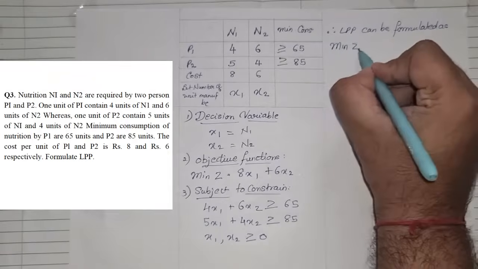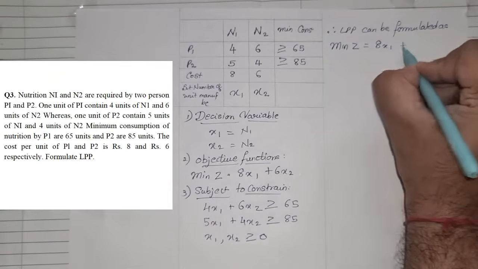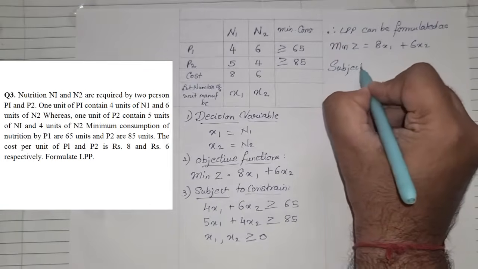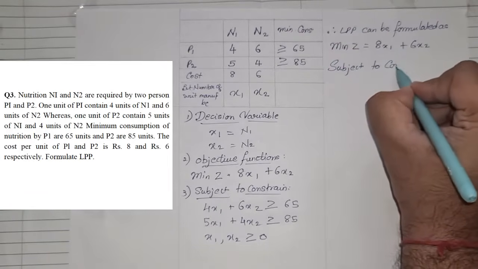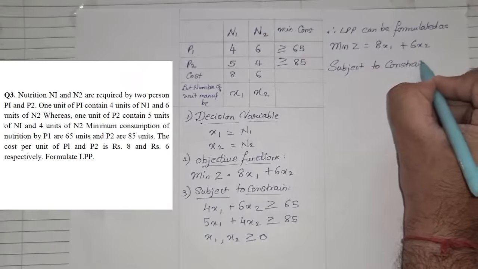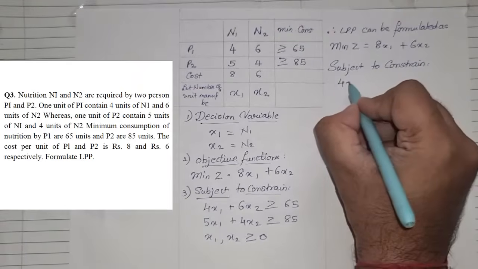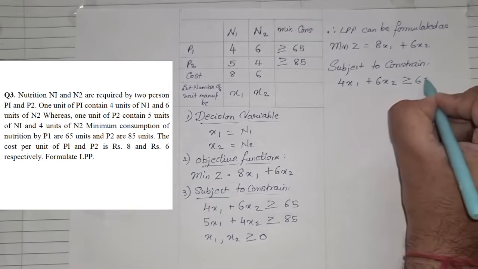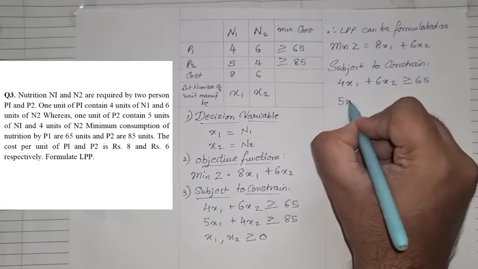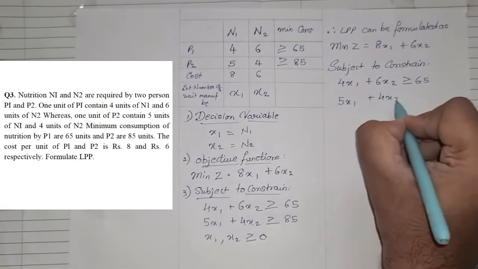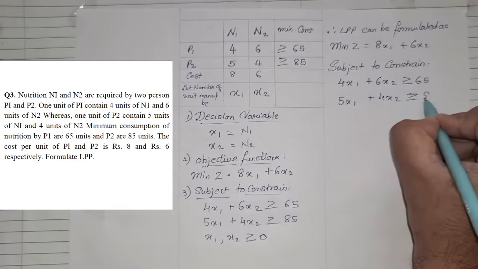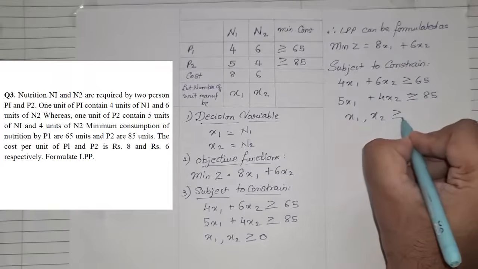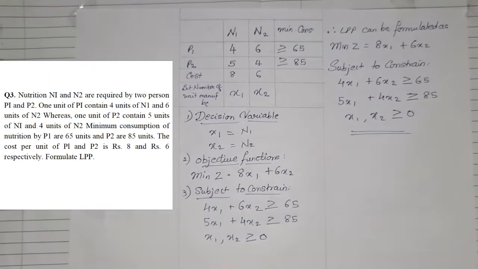minimum z is 8x1 plus 6x2, subject to constraint 4x1 plus 6x2 greater than equal to 65, 5x1 plus 4x2 greater than equals to 85, x1 comma x2 greater than equals to 0.